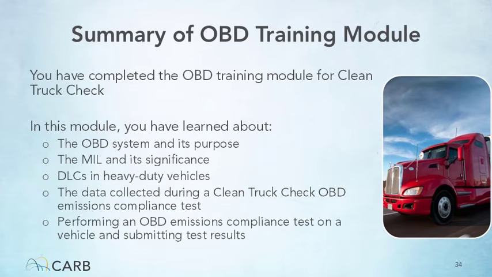As we have now reached the end of this training module, let's summarize what you have learned about this course. You have learned about the OBD system and its purpose. You've learned what a MIL is and its significance. You've learned the different types of DLCs that may be present in heavy-duty vehicles, as well as the data collected during Clean Truck Check OBD emissions compliance tests. And finally, you have learned how to perform a Clean Truck Check OBD emissions compliance test and submit the results to CARB.